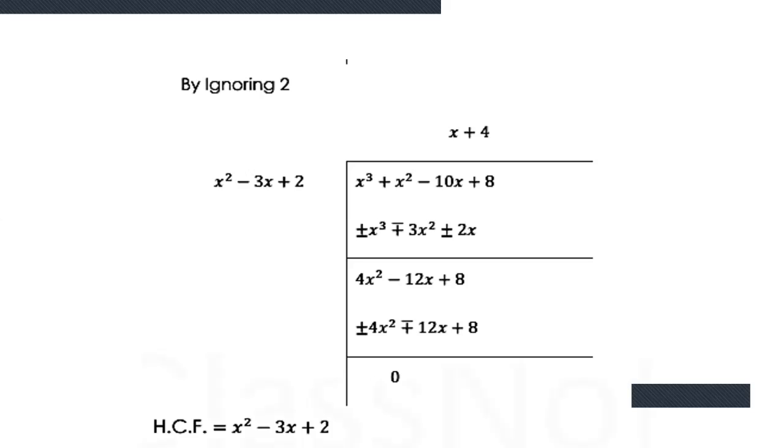Hope you understand this. If you have any question related to today's lecture, then you may ask. You may note down if you have any question related to today's lecture.